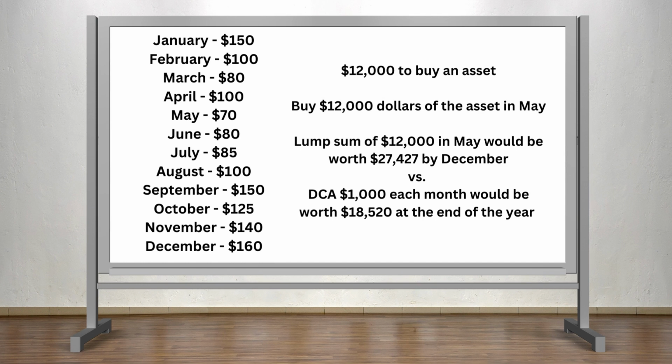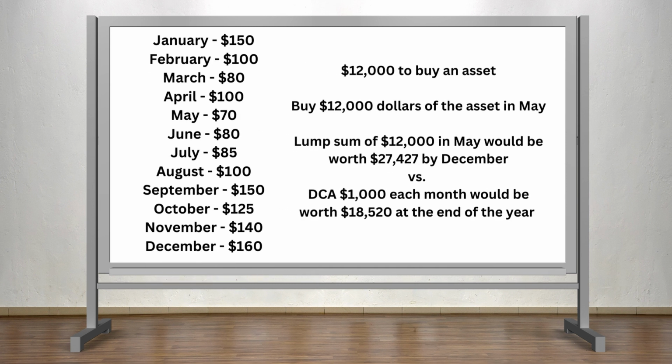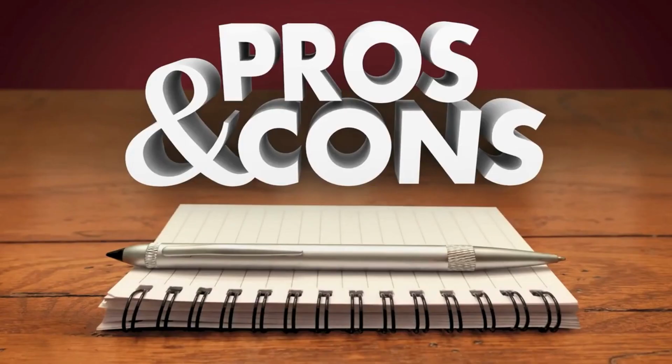If you bought the asset in May for $12,000 using the lump sum model, you will have $27,427 at the end of the year versus using the DCA model where you would only have $18,520. As you can see, the two investment strategies work better in different environments.